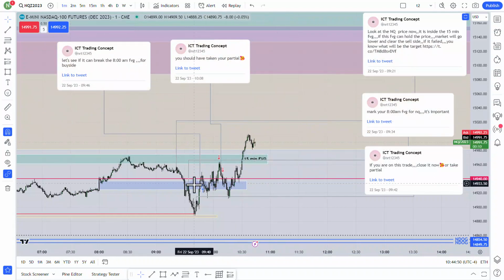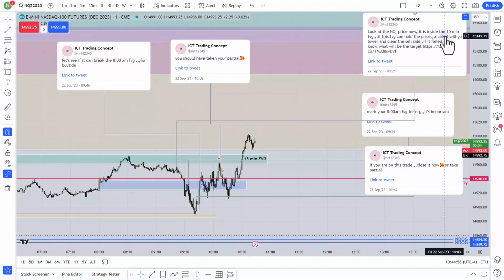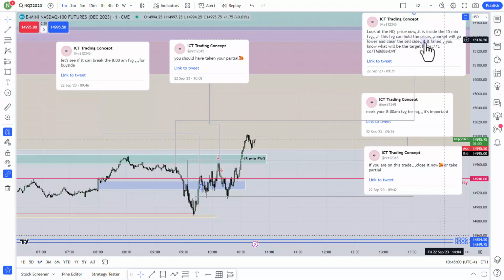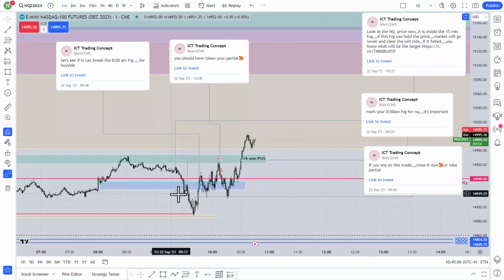But if you see at 9:21, I tweeted this. Look at NQ price now. It's inside the 15-minute fair value gap. If this gap can hold the price, market will go lower and clear the sell side. If it failed, you know what will be the target. So the price was over here at this 15-minute fair value gap. I was expecting that price will go lower.